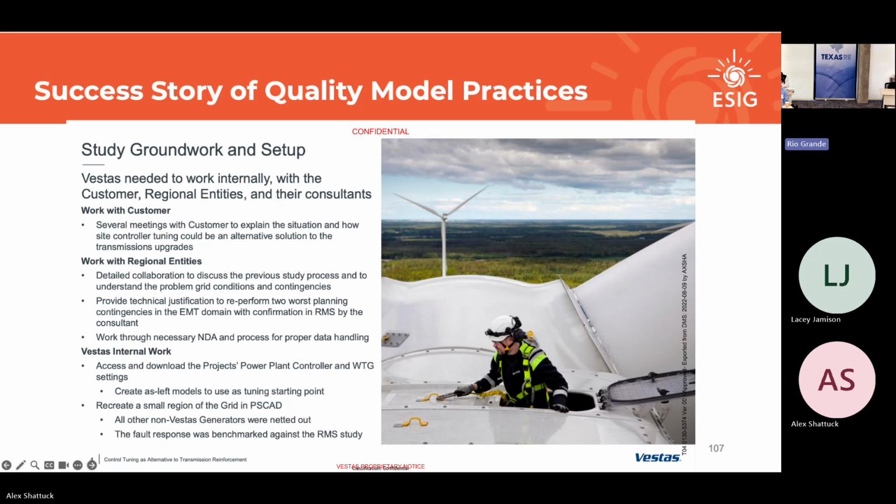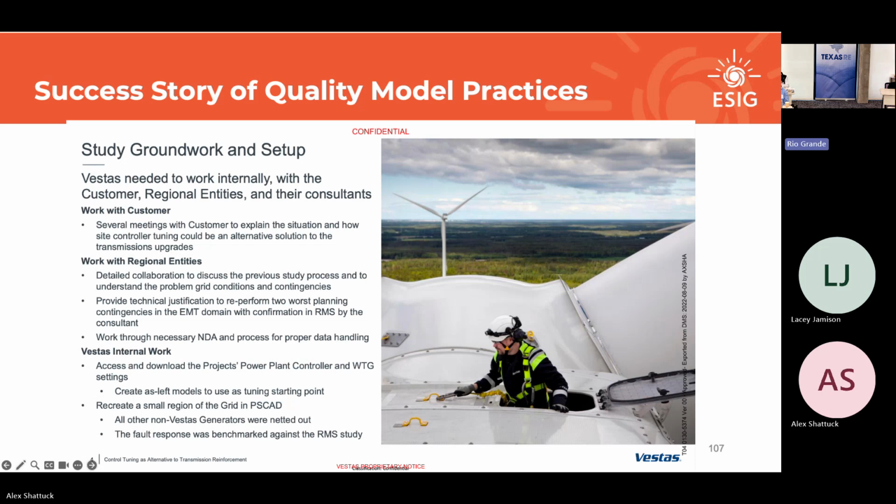So we have all the access at the manufacturer. So I went and we downloaded all the parameters, the firmware versions, everything. We created as-left models of the actual site as it was installed on site. We recreated a very small region of the grid in EMT. This is an old slide, so that should be EMT. But when I say small, I mean like one line.